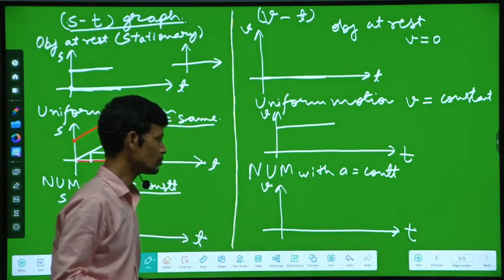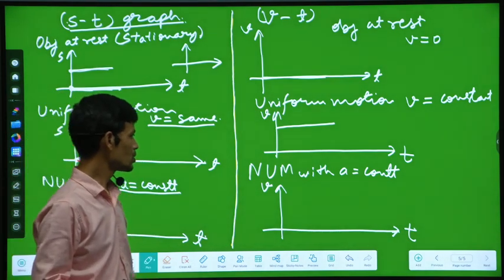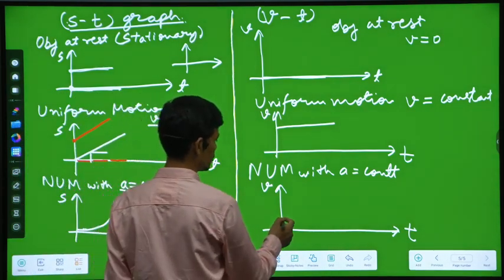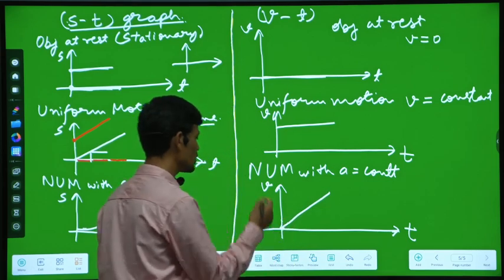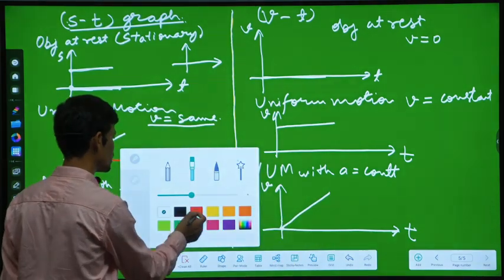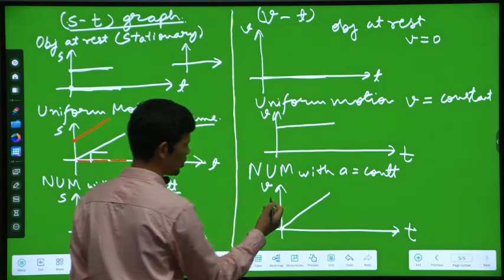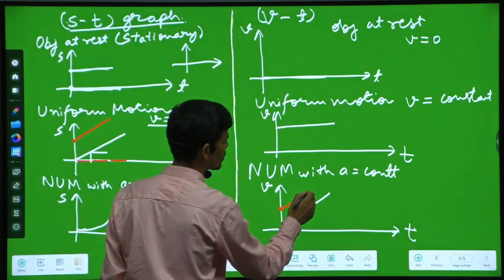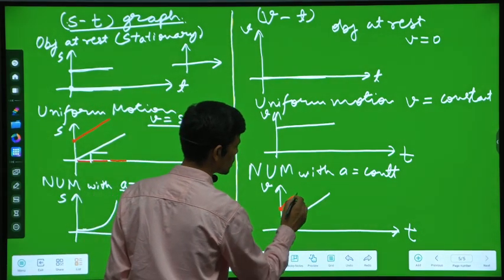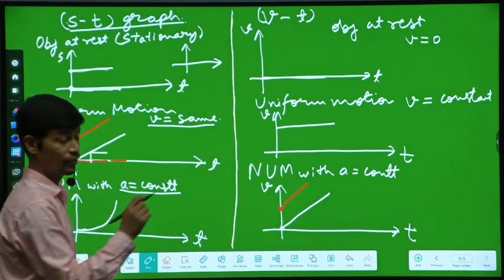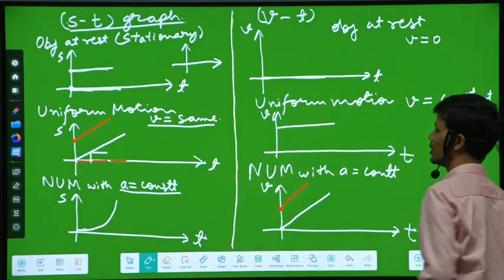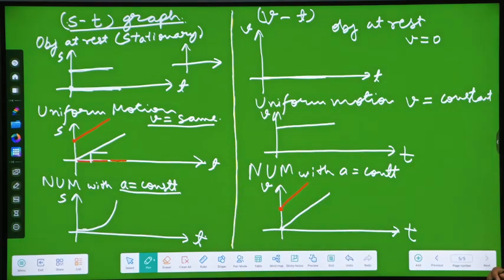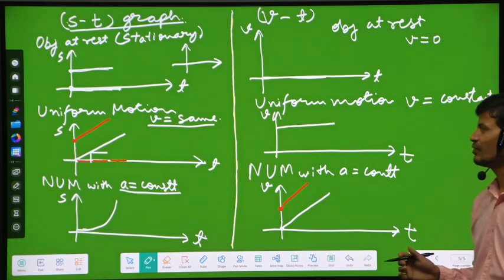Okay, here it is. If it is starting from the origin, or if it already has some initial velocity, then the graph will go like this: slant. If acceleration is constant, it is slant with constant slope. These are possible graphs.